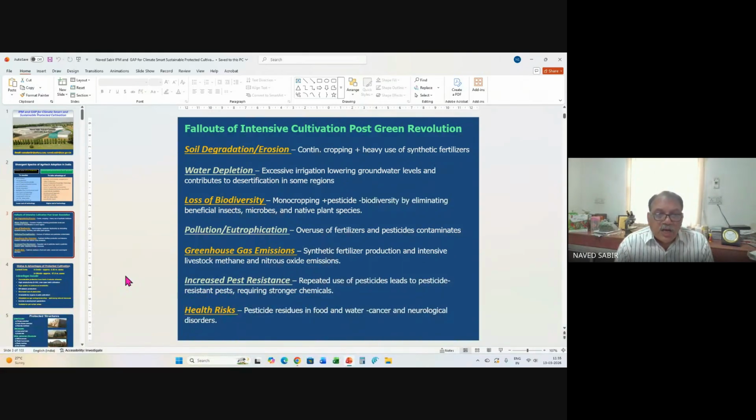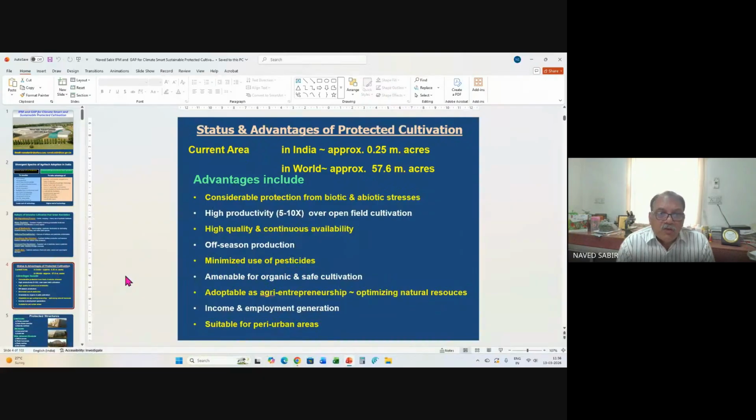Now, these kinds of stresses on agriculture, apart from the labor problem and the market problem, the farmers were facing serious consequences. So protected cultivation gave a hope that from a small area, if you could control the biotic and abiotic factors, it had several advantages. Advantages in the sense that you can control biotic and abiotic stresses, you can get higher productivity, 5 to 10 times, even more as compared to open field cultivation, higher quality and continuous availability.